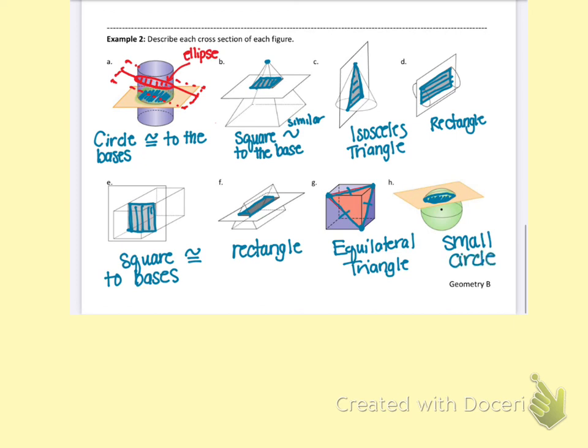Okay. So that does it for today's lesson. We just really wanted to give you a look at some special features about nets, how you can tell what the figure will be from a net of the figure, and then also a little bit about cross sections. So thanks for coming to class.